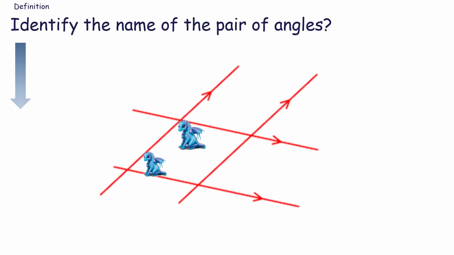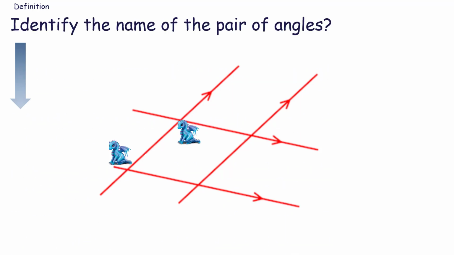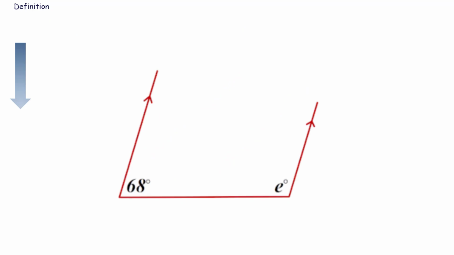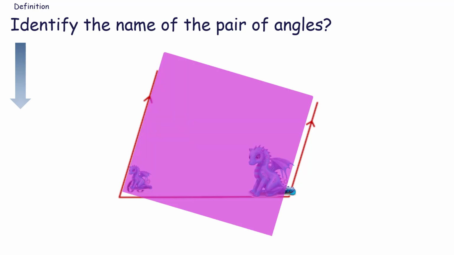Co-interior angles. Very good. Corresponding angles. Very good. Alternate angles. Beautiful. No relationship. They have to share the same transversal. Be careful here. It's as if the figure is upside down. So angle 68 degrees and angle E will be co-interior angles. They lie on the same side of the transversal between the other two lines.